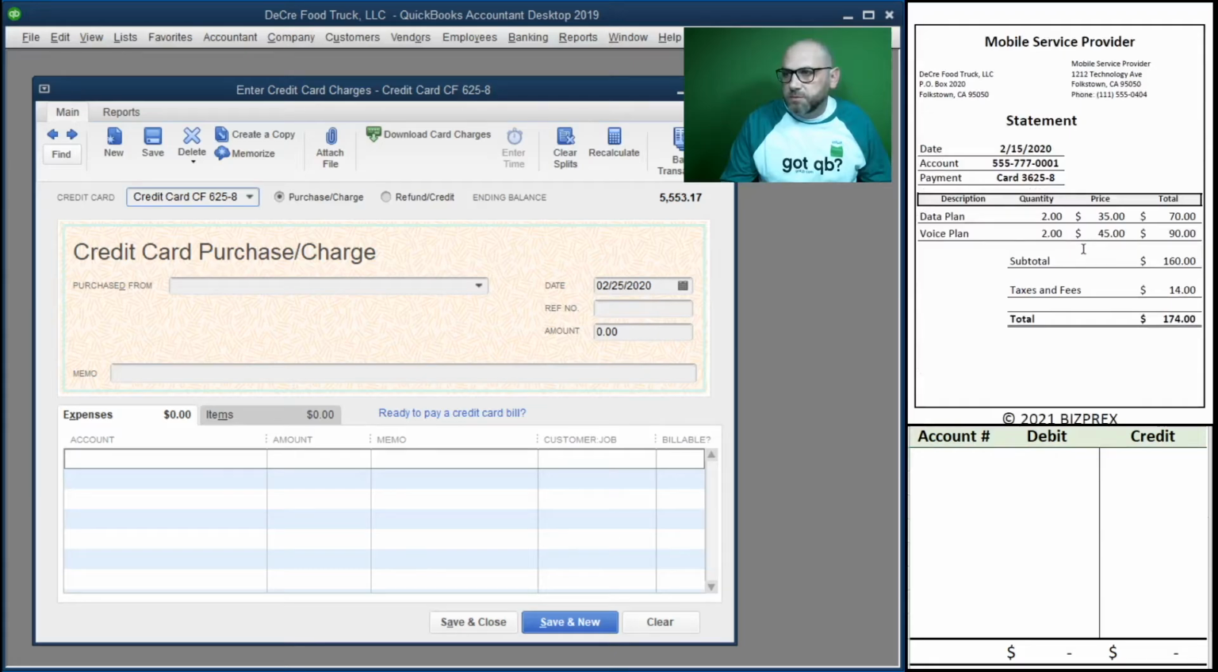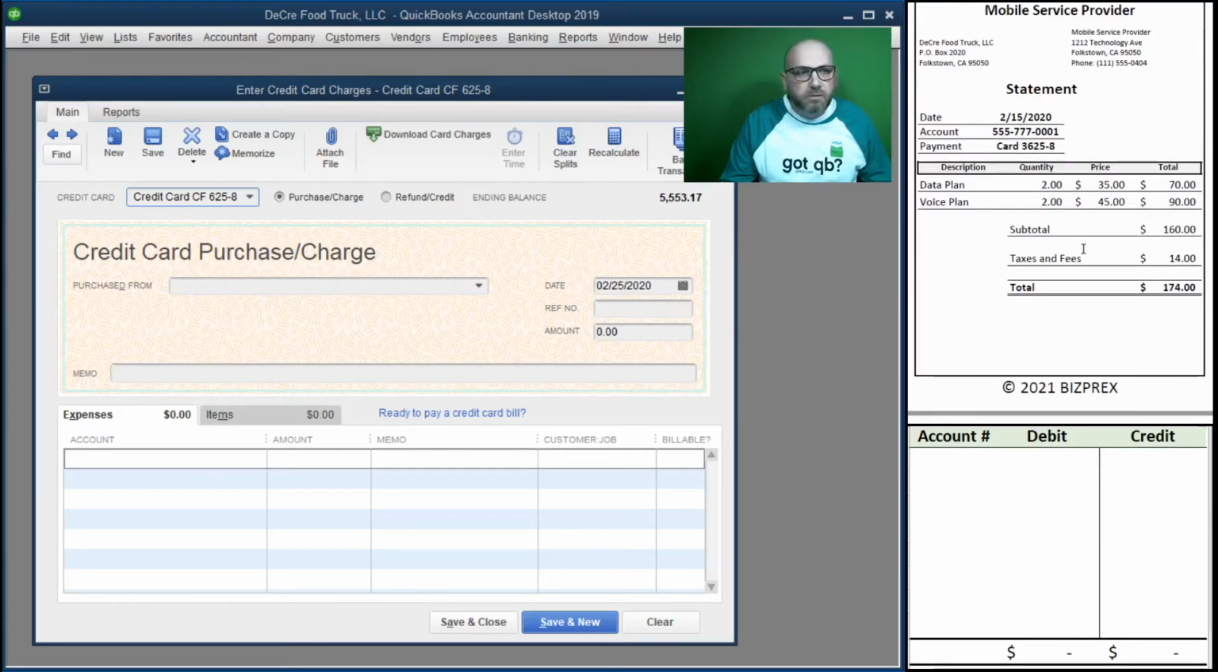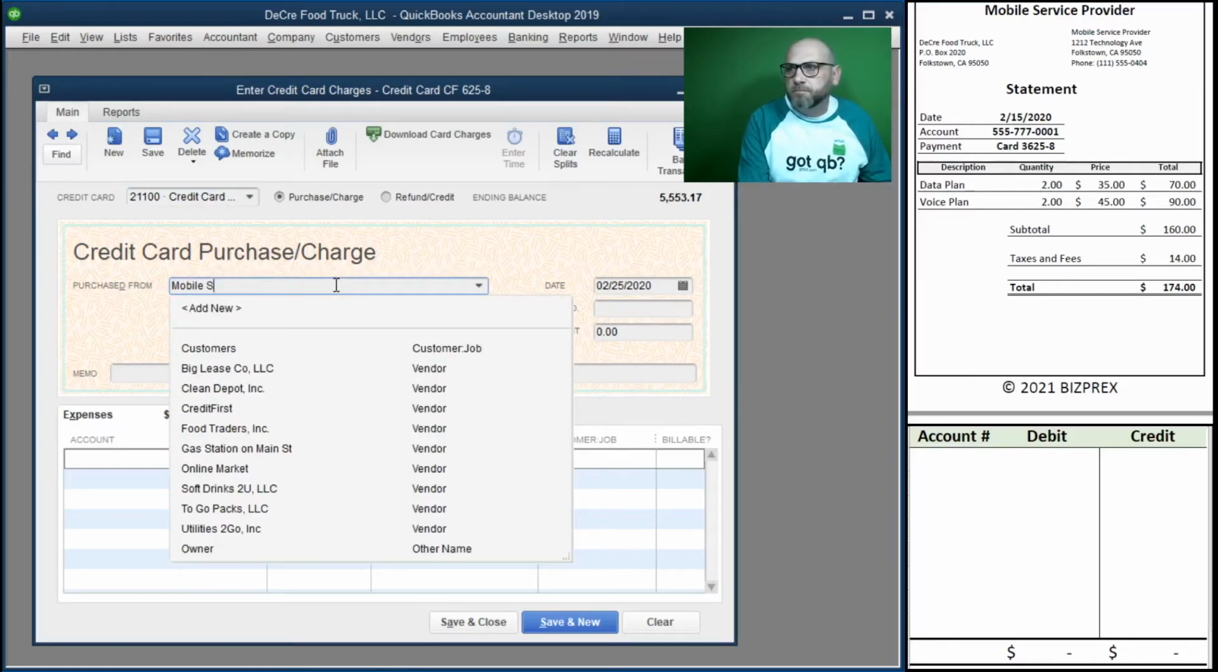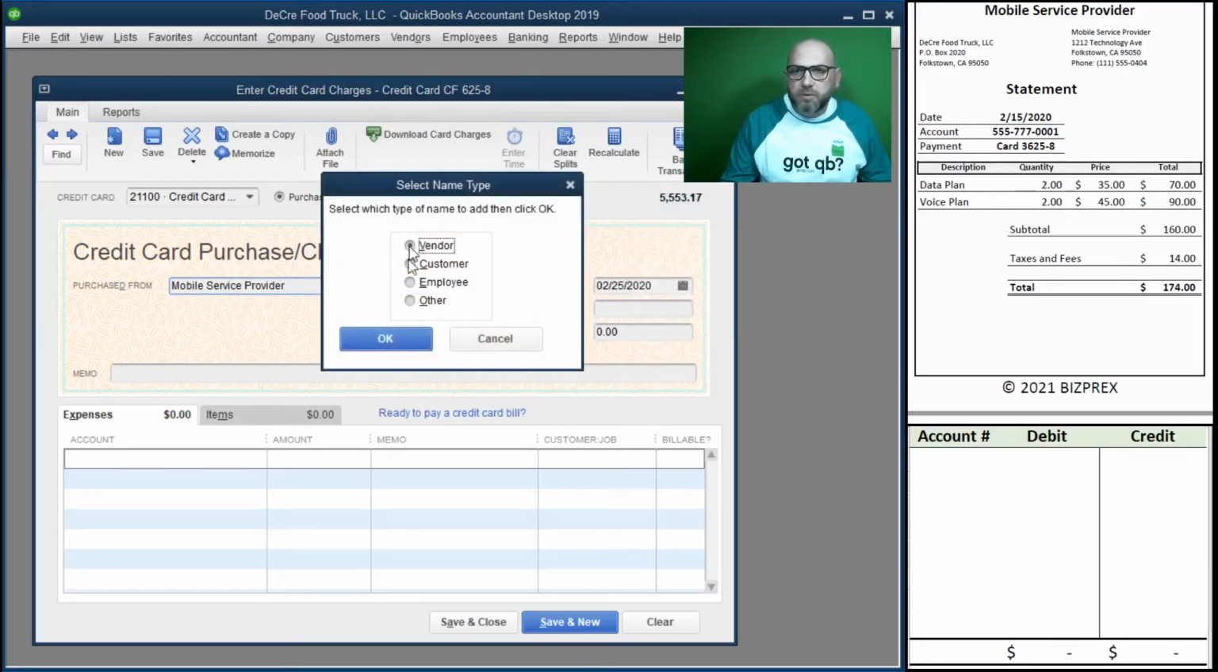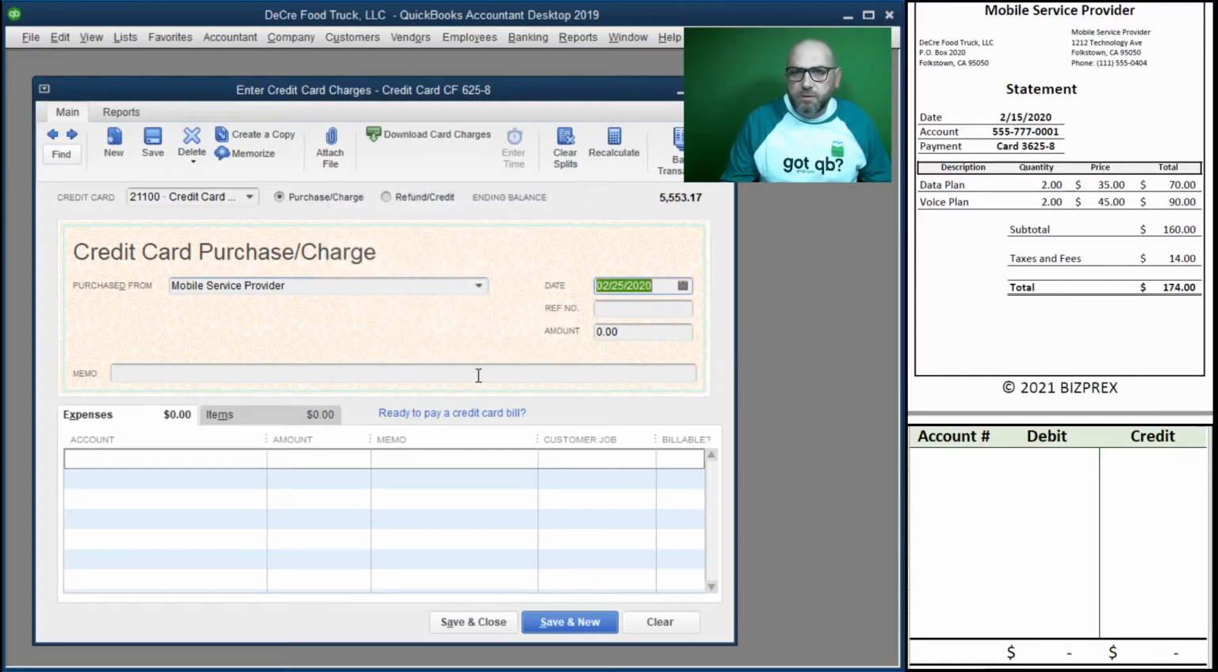Oh, mobile service provider. Excellent. So now we're going to pay our mobile service bill. That's a good one, right? So let's go ahead and repay those. Okay, we're going to do a quick add here. It's a good opportunity. Again, you can just select vendor and click OK, and the vendor is added. Again, this is a quick add without setting up any additional information. I'm going to enter the transaction.